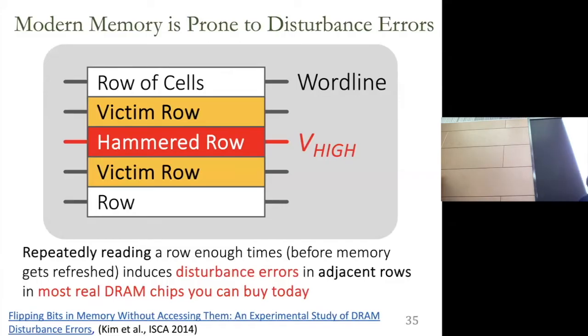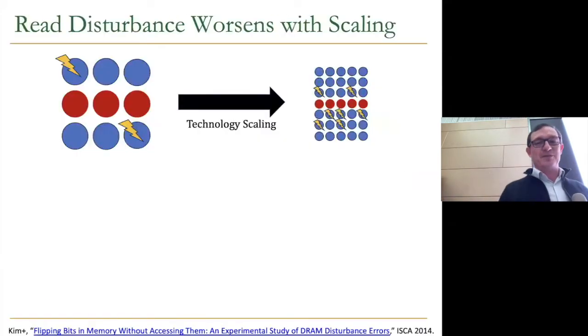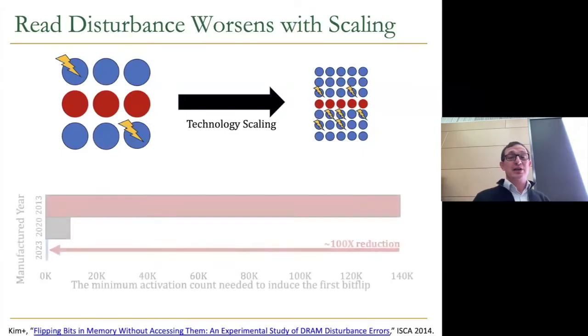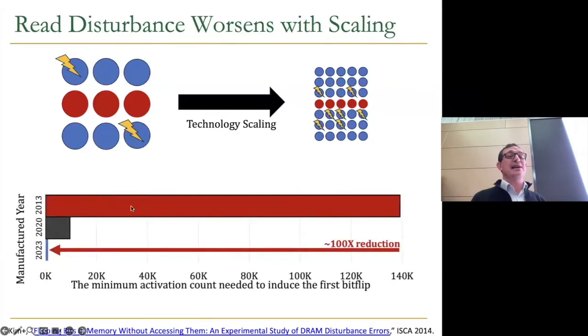But we showed that this is happening in essentially all real DRAM chips. And this is becoming worse as the cells become smaller and closer to each other. This disturbance effect is becoming worse. So we have shown in recent years that over the course of about 10 years, we've seen a 100x reduction in the number of activations that are needed to induce a bit flip in DRAM. These are the results from real DRAM chips. So today you can induce bit flips with only 100 activations or so, if you know what you're doing.